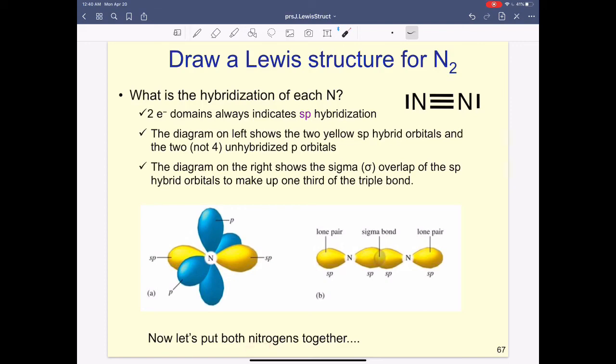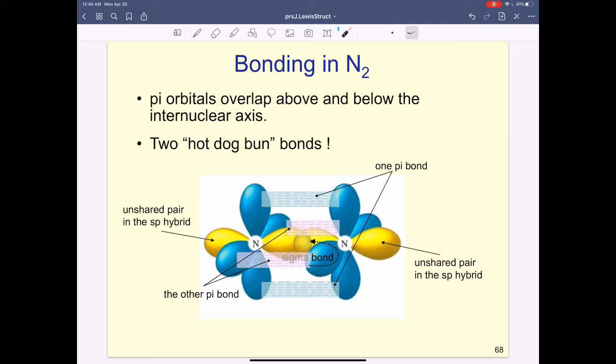Now let's put these together. The sigma bond is here, the 2 unshared pairs on the outside, using up the 2 sp hybrid orbitals, and the unhybridized p orbitals bend to make 1 pi bond, and the other unhybridized p orbitals bend to make the second pi bond. You can think of the sigma bond as the hot dog, and 1 pi bond as 1 hot dog bun, and the other pi bond as a second hot dog bun.